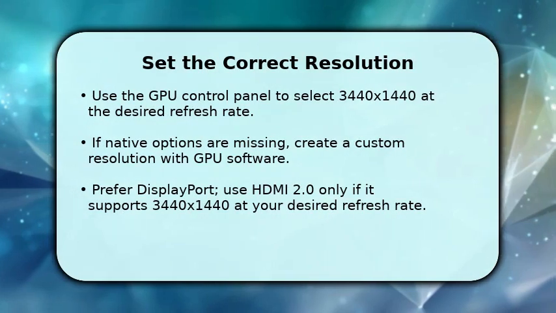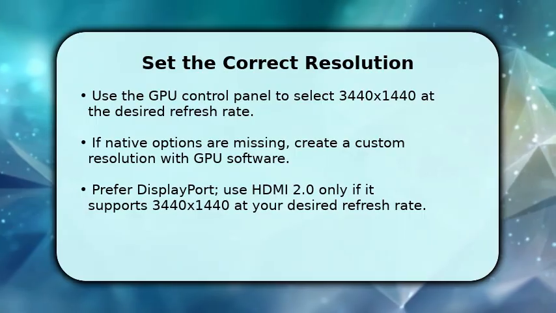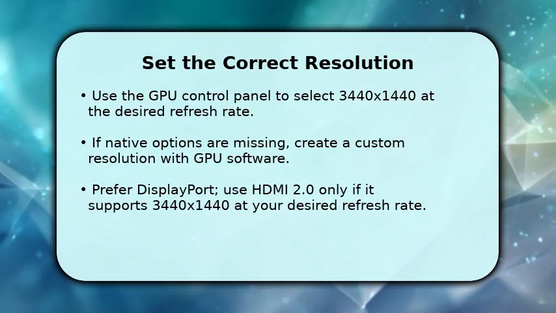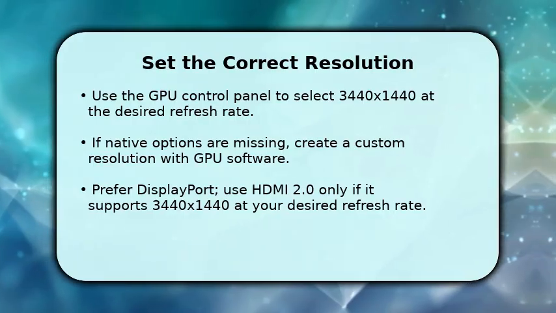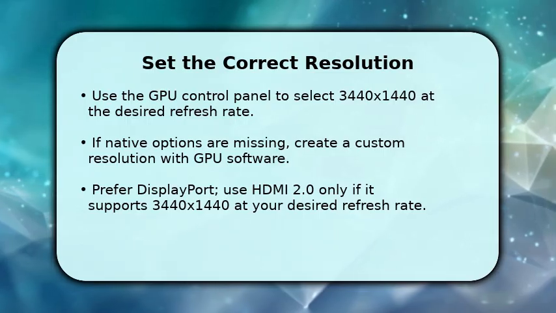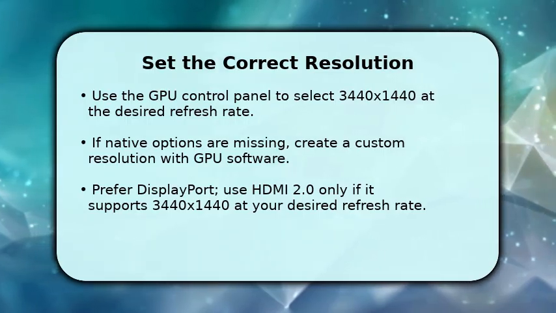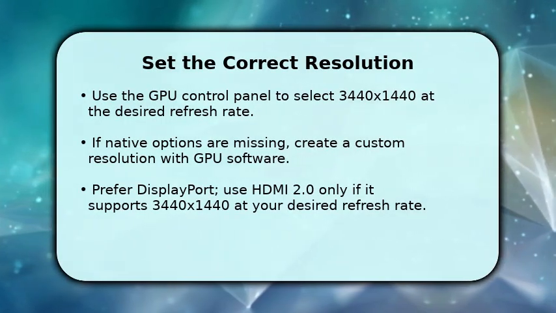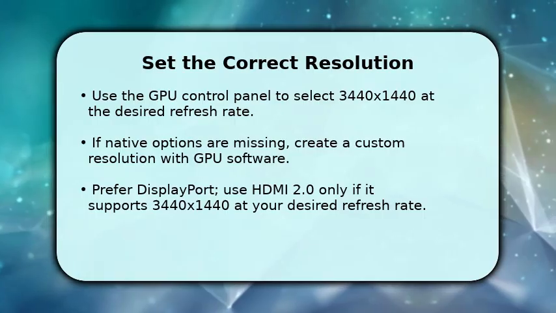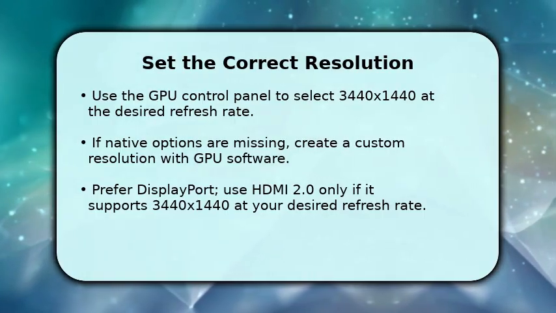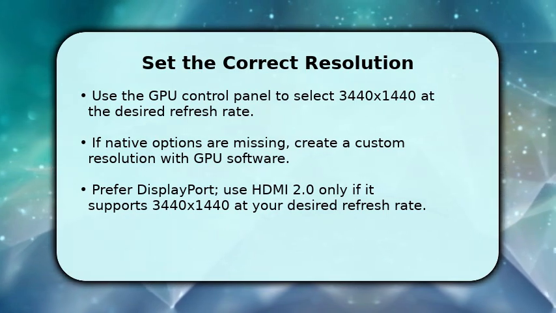Open your GPU control panel for NVIDIA, AMD, or Intel to set resolution directly. Select the monitor and choose 3440 x 1440 at the correct refresh rate, for example 60Hz or 100Hz. If the native option is missing, create a custom resolution using the control panel's custom mode tool. Apply the new mode and test it. Windows may prompt to keep changes within 15 seconds.